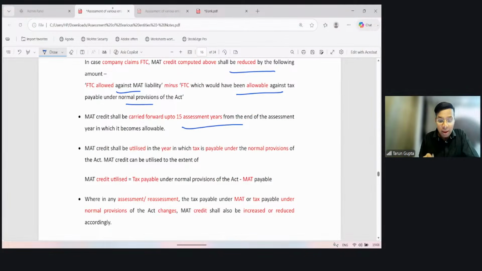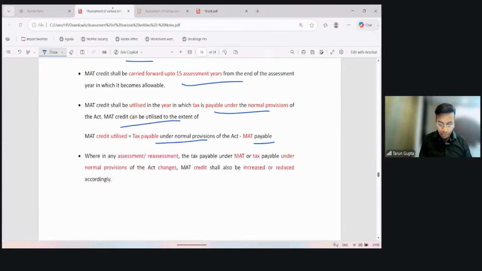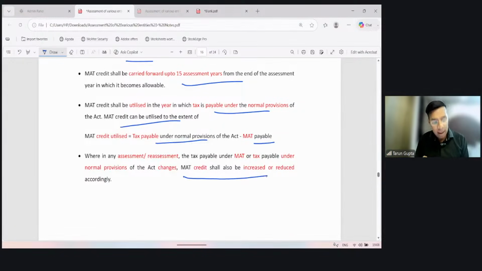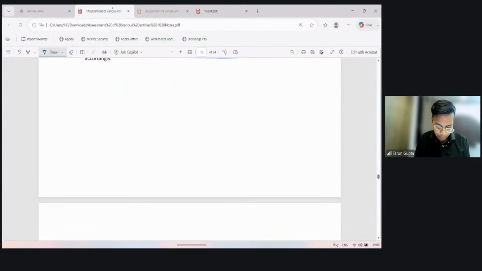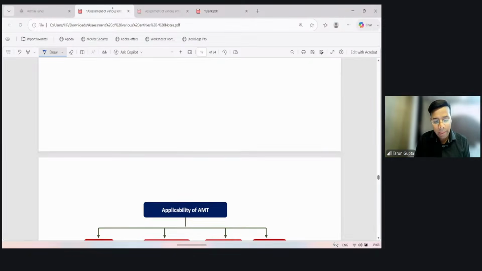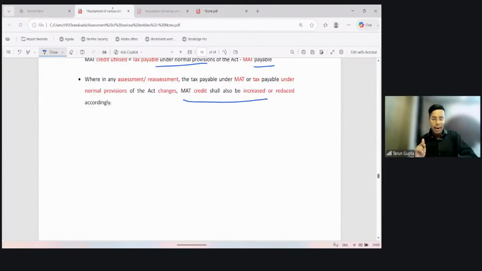MAT credit shall be utilized in the year in which tax is payable under normal provisions. MAT credit can be utilized to the extent of tax payable under normal provision minus MAT payable in such year. So every year the company has to pay at least MAT. When any assessment or reassessment changes the tax payable or the MAT, the MAT credit also increases or decreases accordingly. Okay, so this was MAT.